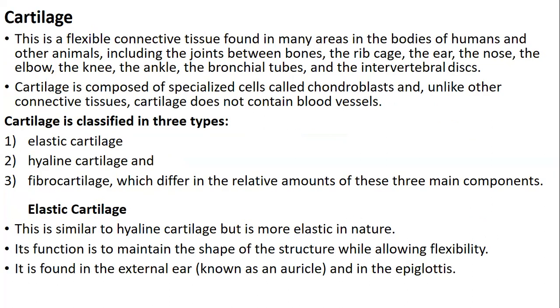Cartilage is a flexible connective tissue found in many areas of the body of humans as well as animals, which include the joints, between the bones, the rib cage, the trachea, and all those that contain cartilage. Cartilage is composed of specialized cells called chondroblasts. And unlike other connective tissue, cartilage does not contain blood vessels, so it is avascular.